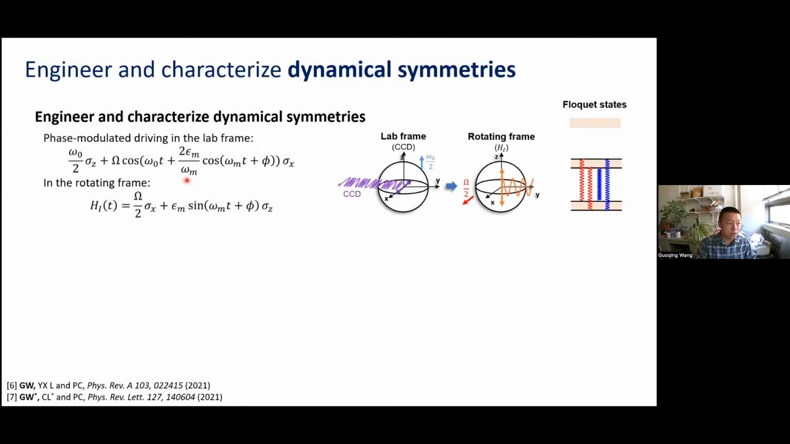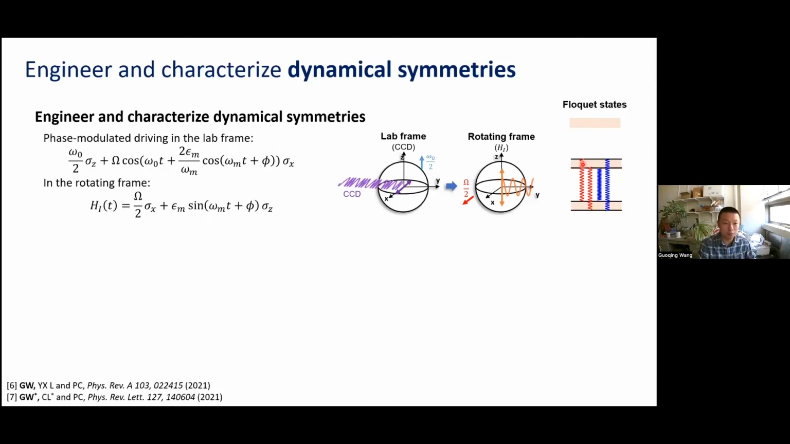Because this driving is now defined by your phase modulation, you are no longer limited by your hardware power limitation, so we can reach strong driving, which means that this epsilon m can be made very large in comparison to this capital Omega. Because in the rotating frame we have a periodically driven system, a so-called Floquet system, we also have these Floquet states. So we can observe the transitions between different Floquet states.